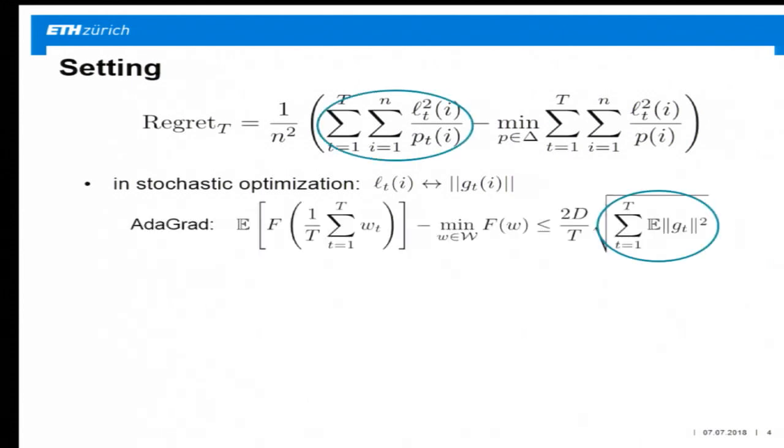And why is that? If you look at performance bounds, such as for AdaGrad, then performance is upper bounded by terms which also include a term that is the cumulative second moments of the gradient norms. And if you look at our regret formulation and do the pattern matching, we see that if the loss is the gradient norm, then this is exactly what we're minimizing.